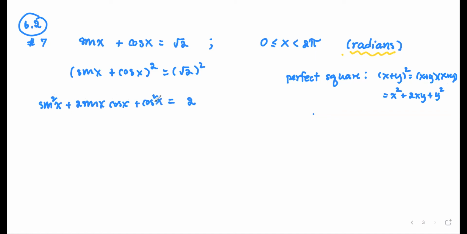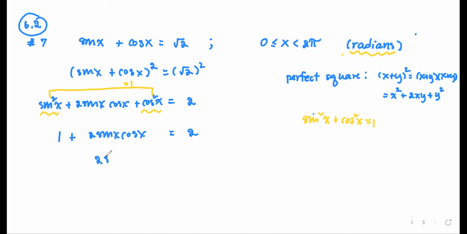Use the trigonometric identity sine square x plus cosine square x equals 1. So these two terms can be combined and become 1. Now we get the expression on the left-hand side as 1 plus 2 times sine x cosine x equals 2, or 2 sine x cosine x equals 1.